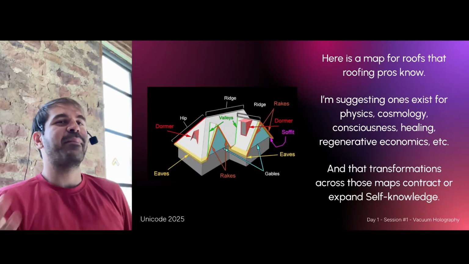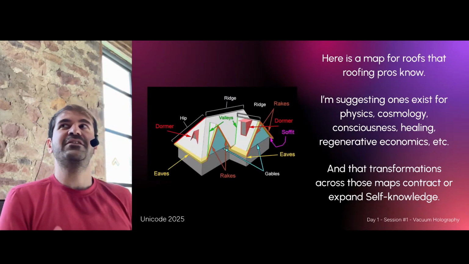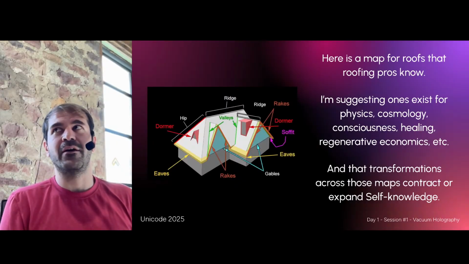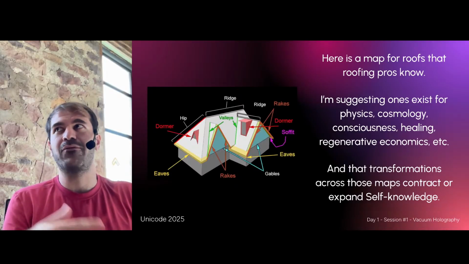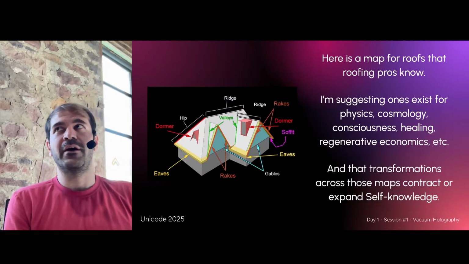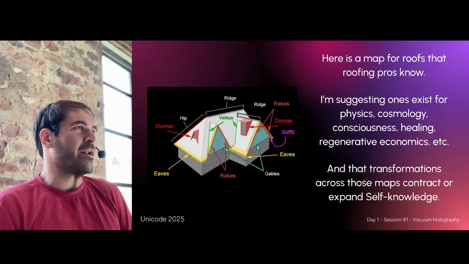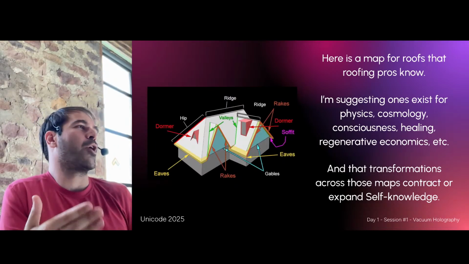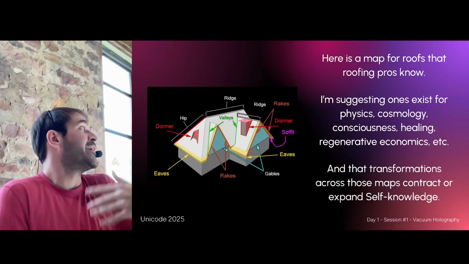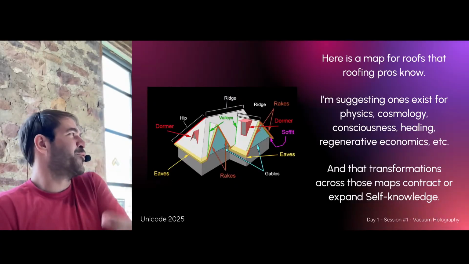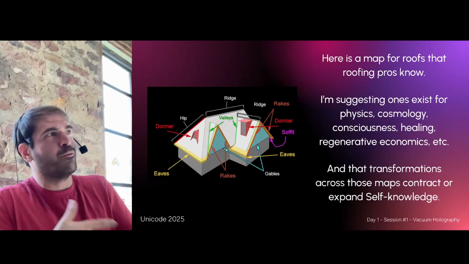So here is a map for roofs that roofing pros know. The vast majority of people watching this probably have no idea what the valleys are, or what drip edges are, or what kick-out flashings are, or what the hip on a roof is, or a dormer window, or a soffit. You don't really care about knowing that map until you need to get your roof replaced. As soon as you need to get your roof replaced, all of a sudden you start caring about this map and you start talking to the roofers that are giving you bids, right?